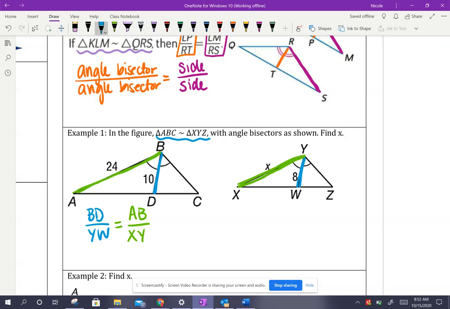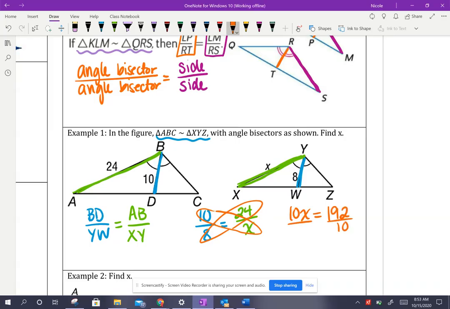So let's replace it with the information from our problem. So we have 10 over 8, and that's going to be equal to 24 over X. And in order to solve, we are going to cross multiply. So 10 times X gives us 10X, and 24 times 8 is 192. So when we divide by 10, X is going to be equal to 9.2. So it doesn't come out to be a perfect number, but it's not a crazy ugly decimal.